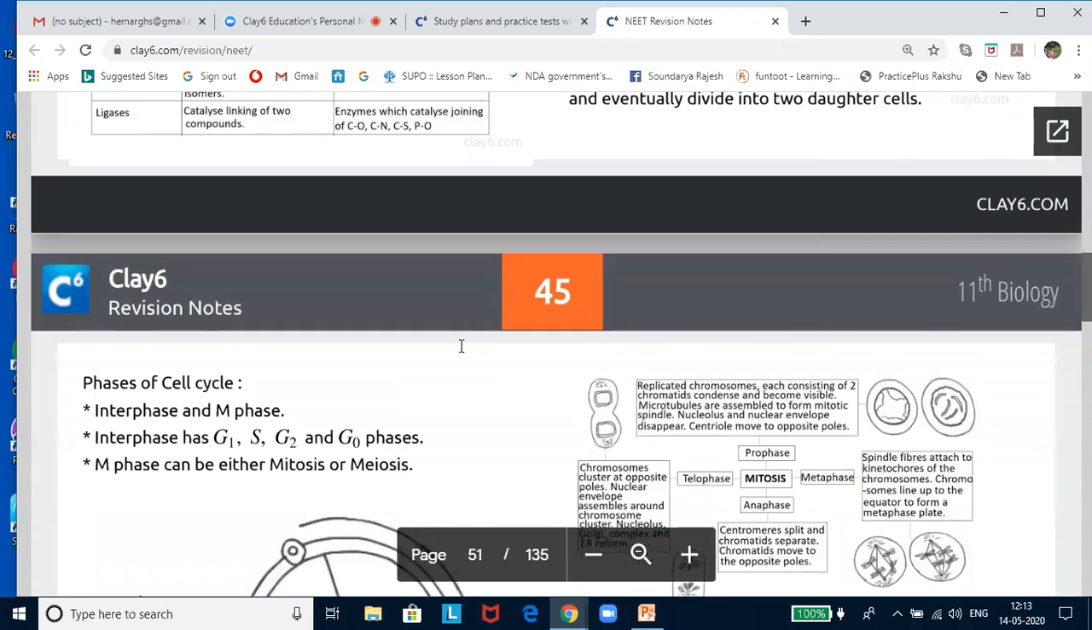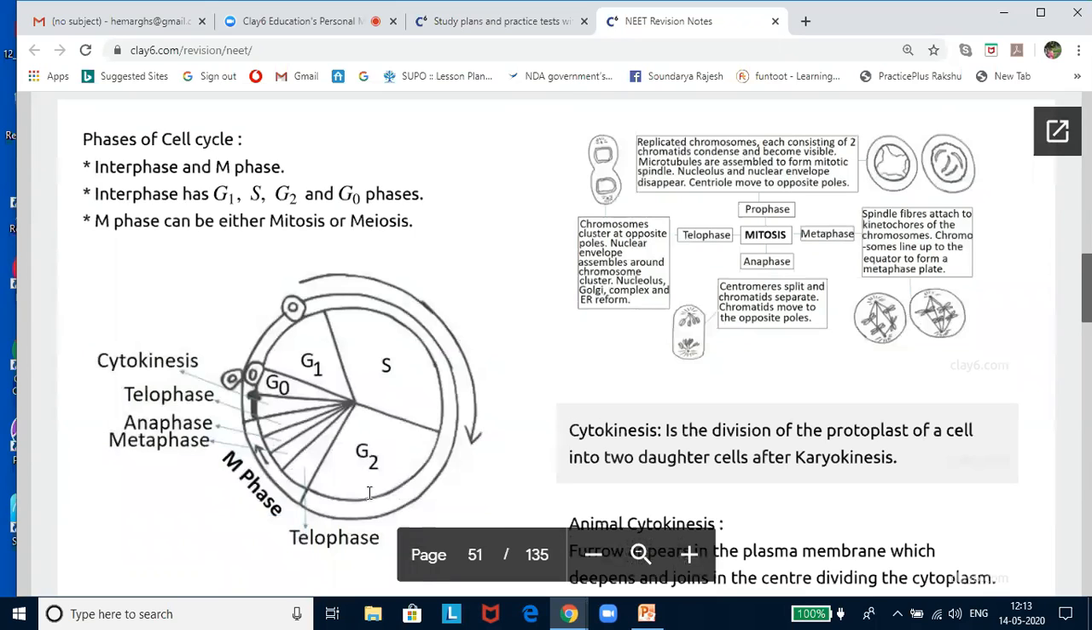Now, what are the phases of the cell cycle? This diagram is very important because they will ask you to identify the phases, or they will give you the phase and ask you to identify what happens in each phase.